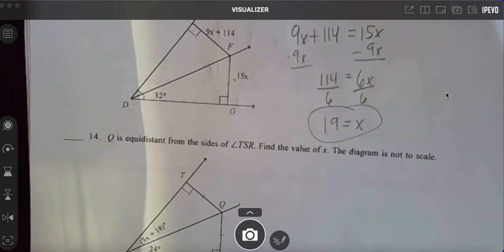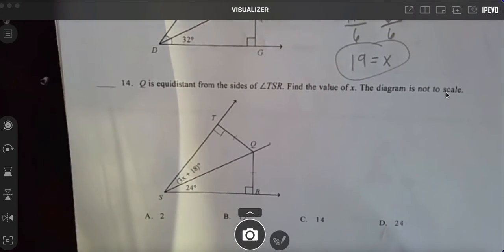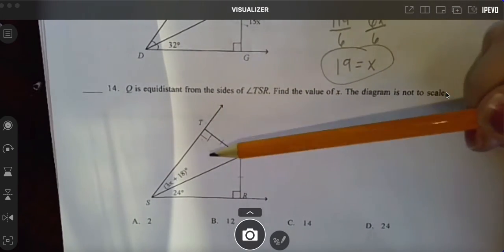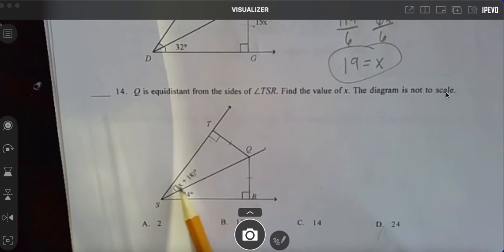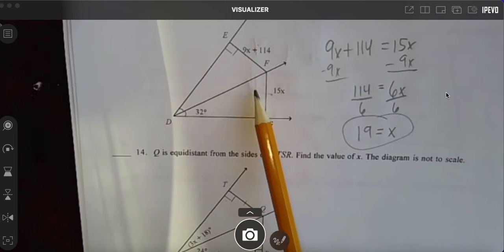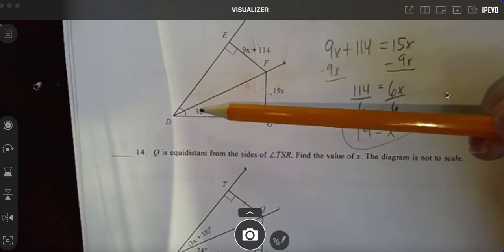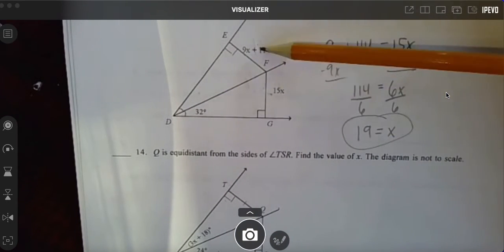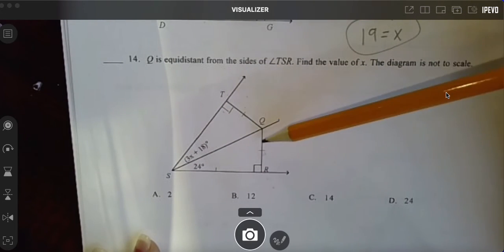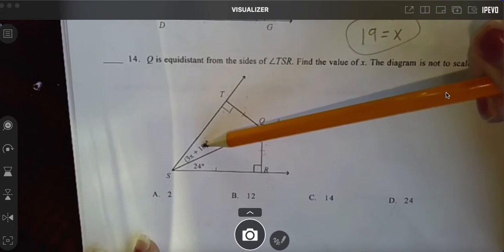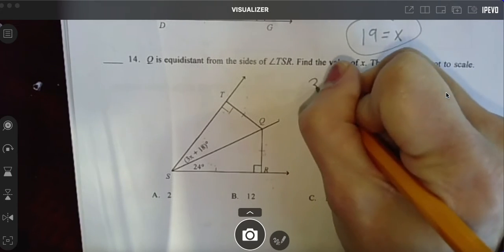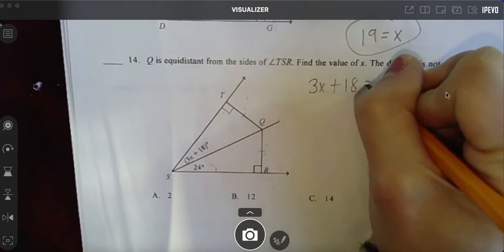Okay, Q is equidistant. That means it's an equal distance from here, T and R, okay? Or equal distance from here and here. Find the value of x. This is just backwards from this one, okay? If I knew these two angles were equal, then these two things were equal. Now we're going backwards. If these two sides or lengths are equal, then what do I know about these two angles? They're equal. Very good, Jackson. So 3x plus 18 equals 24.